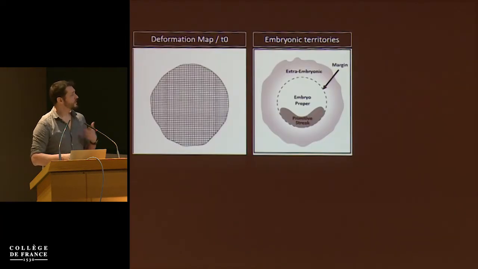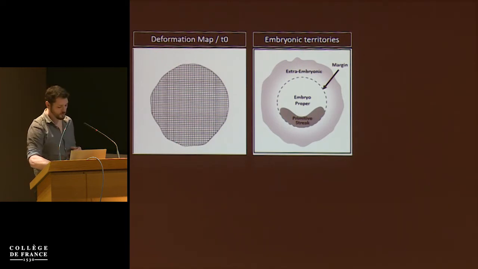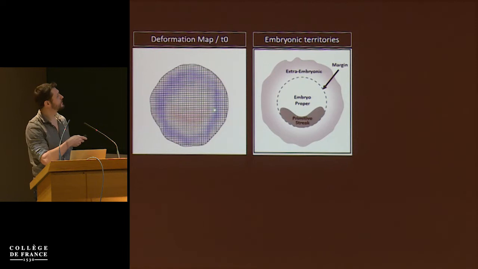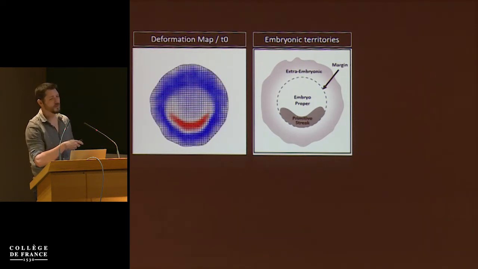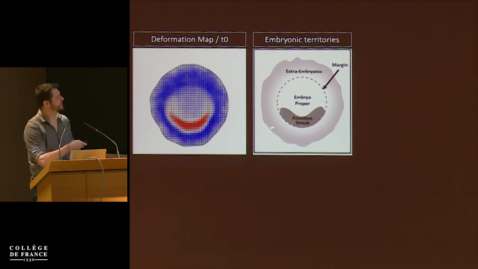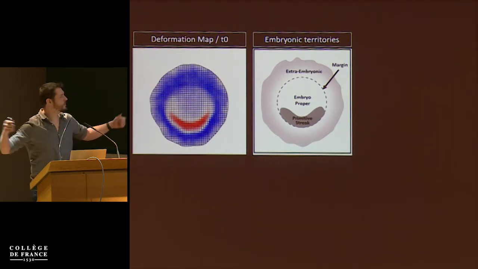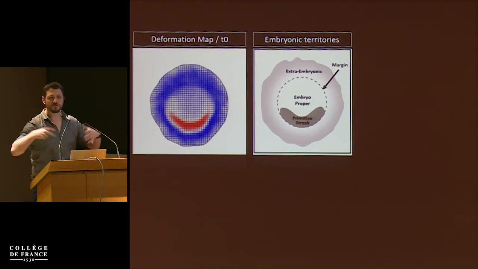This is exactly the same data, but seen differently, from the first deformation map from the first time point. And what we noted here is that now we can recognize all the different territories that have been recognized historically from anatomical landmarks. We can see that the mesoderm here is contracting, the extraembryonic tissue, which is the outer ring, is expanding dramatically, whereas the embryo proper doesn't change much its area.